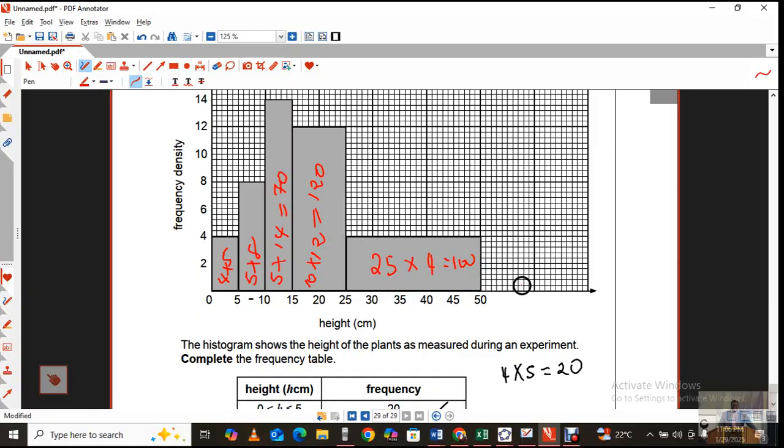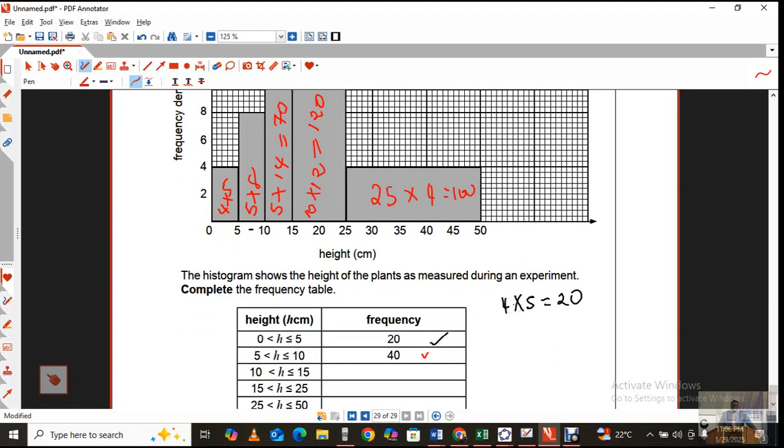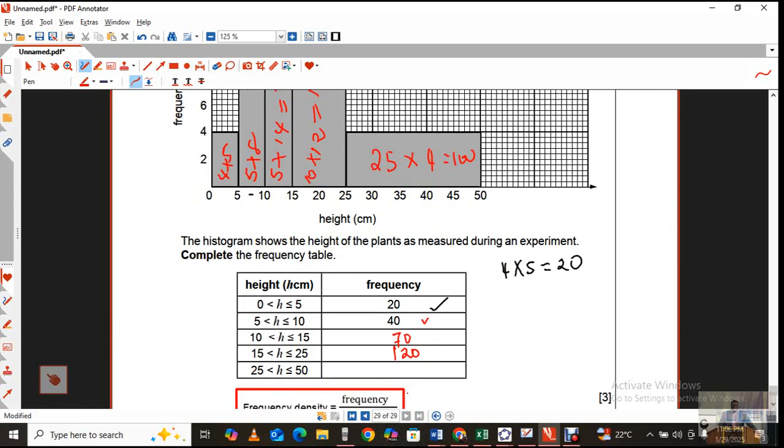And then you just go ahead and fill in the values. So the missing value here was 70. The missing value here was 120. And the missing value in the last one is obviously 100.